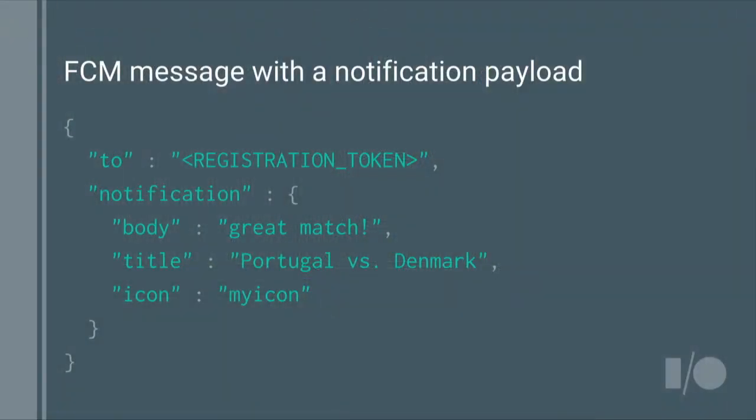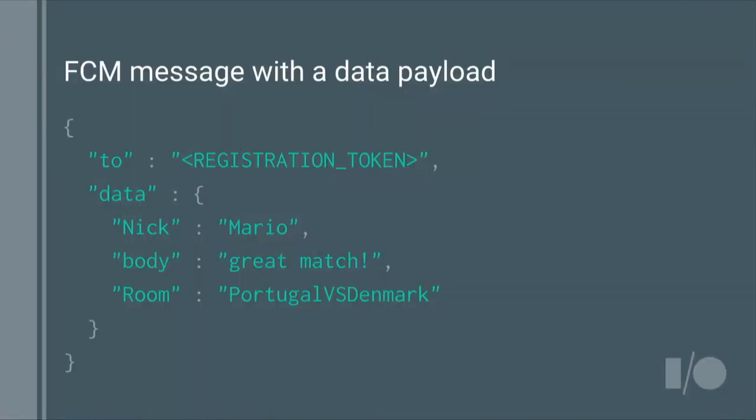FCM messages can include two types of payloads. Here's an example JSON-formatted message that will deliver a user-visible notification directly to the stream when received by a Wear device. When the user taps this notification, your app is launched. The second type of payload is a data payload with a set of custom key-value pairs. You can include both of these types of payloads in the same message as well.